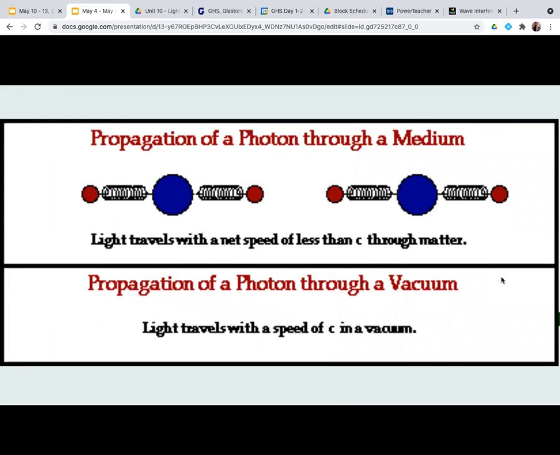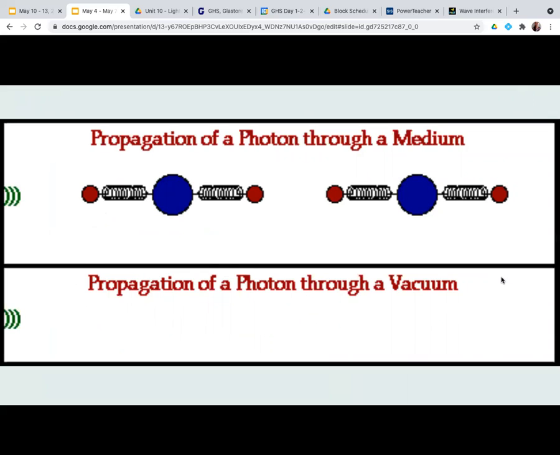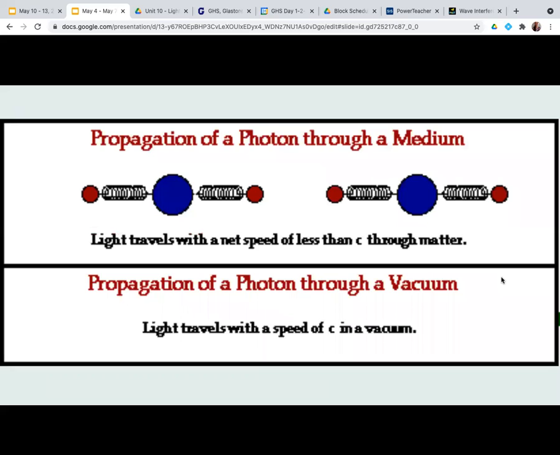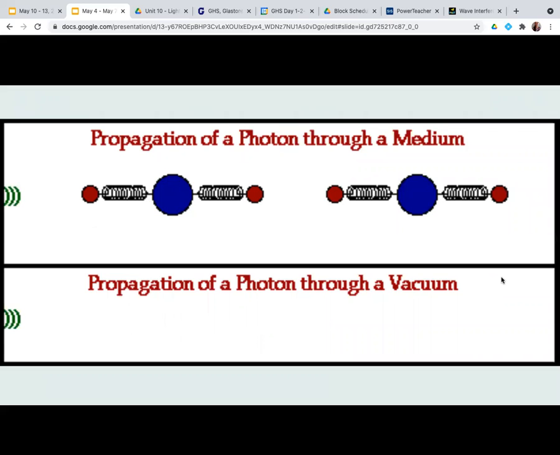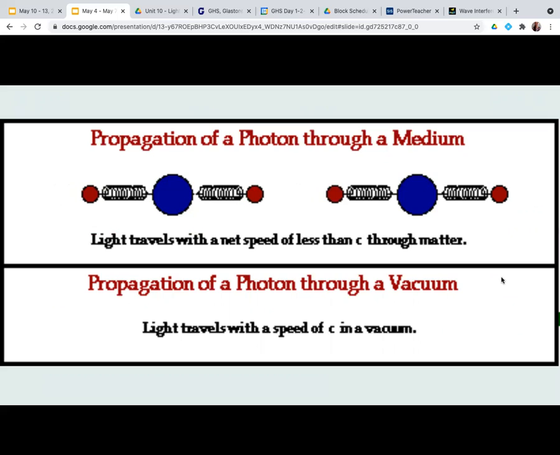When light travels through a vacuum, that's this bottom picture. Watch the green. Right? Nothing in the way. And so it travels as fast as it possibly can. It's unimpeded. But adding a medium, adding something in the way, like a bunch of particles, is like adding hurdles. And if you added hurdles to a race, everyone would run slower. Right? Because there's stuff in the way, that actually slows light down.